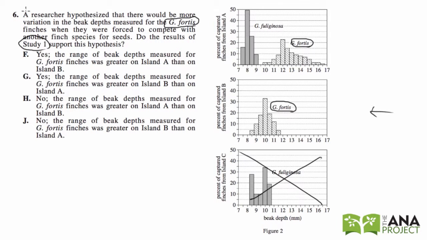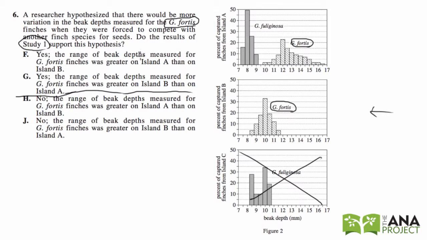So we read the question, now we're going to read the answer choices. The question is, do the results of study 1 support the hypothesis that there would be more variation in G. fortis when they were forced to compete with another finch species for seeds? So again, notice the split. Just like last one, there's a split here. So there's yes, yes, no, no. So let's go ahead and read that.